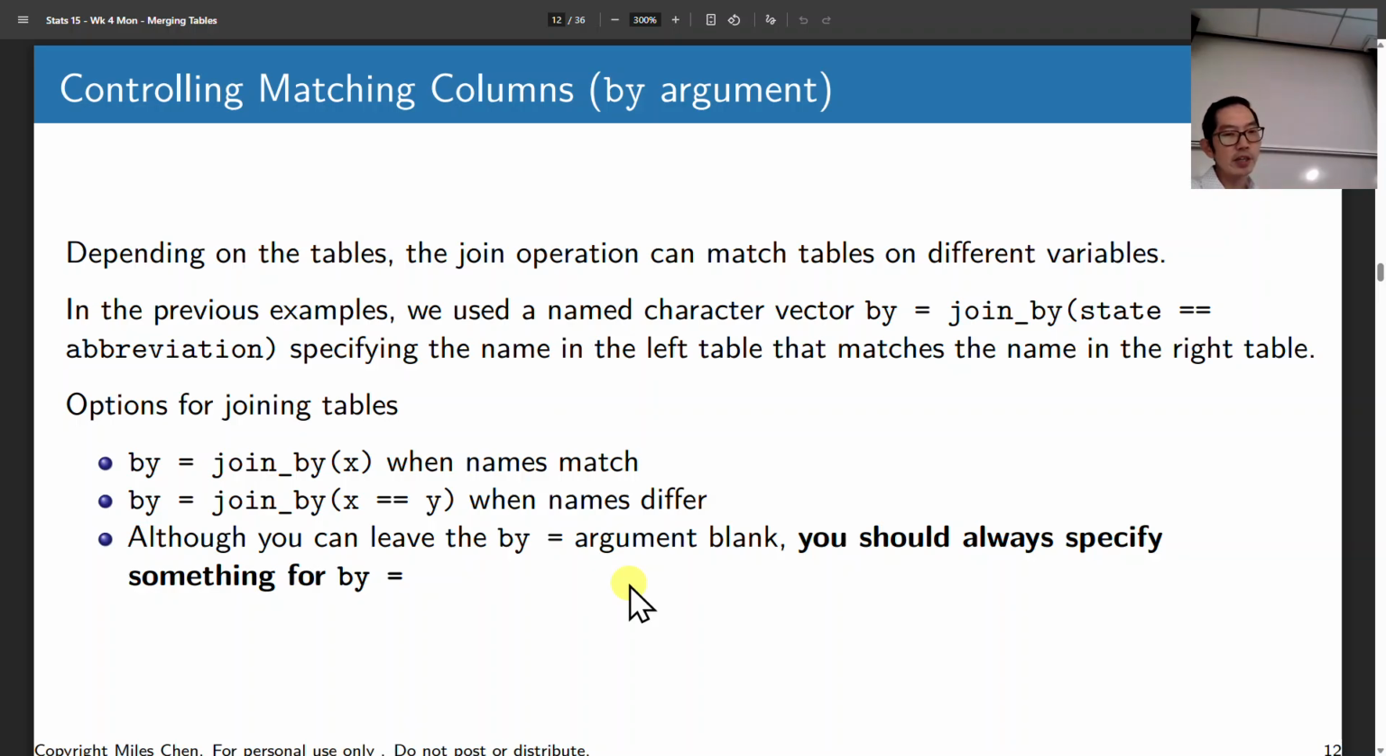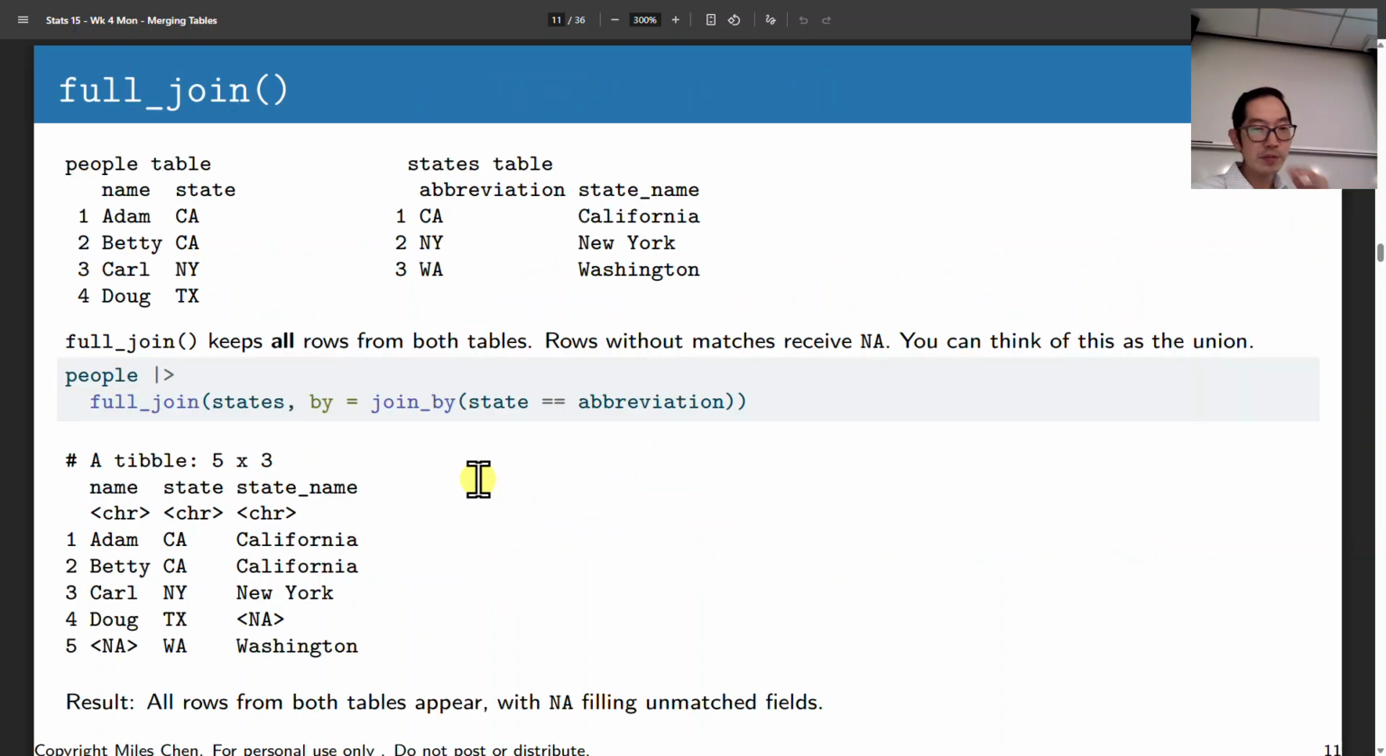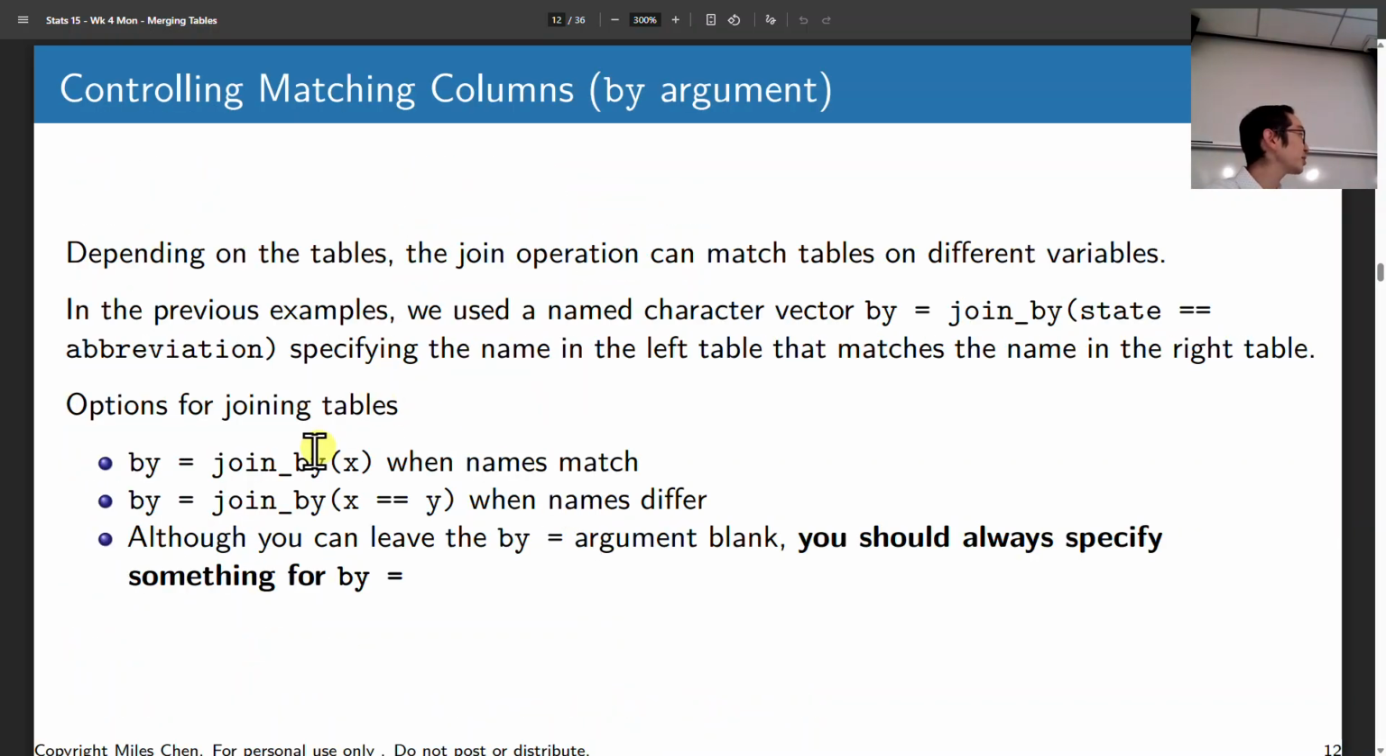We have these different ways to join things. So far you've been seeing join by x equals y. And this is when the two tables have differing names. You have state over here, and we have abbreviation. So we had to say join by state equals abbreviation. And it's always the left table's column name, then the right table's column name: state equals abbreviation. Sometimes it's easier. You just have the same column name on the left table and the same column name on the right table. And you can just do join by x.